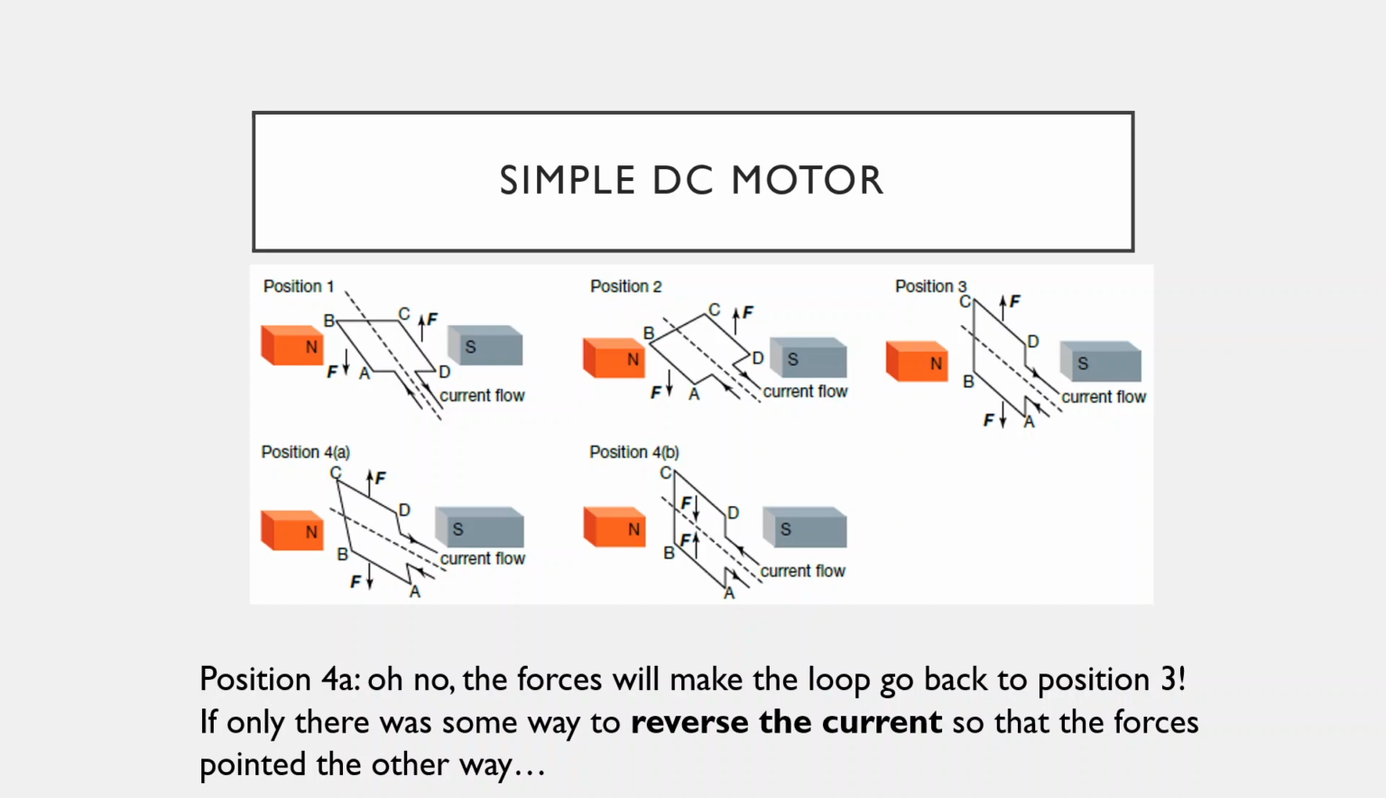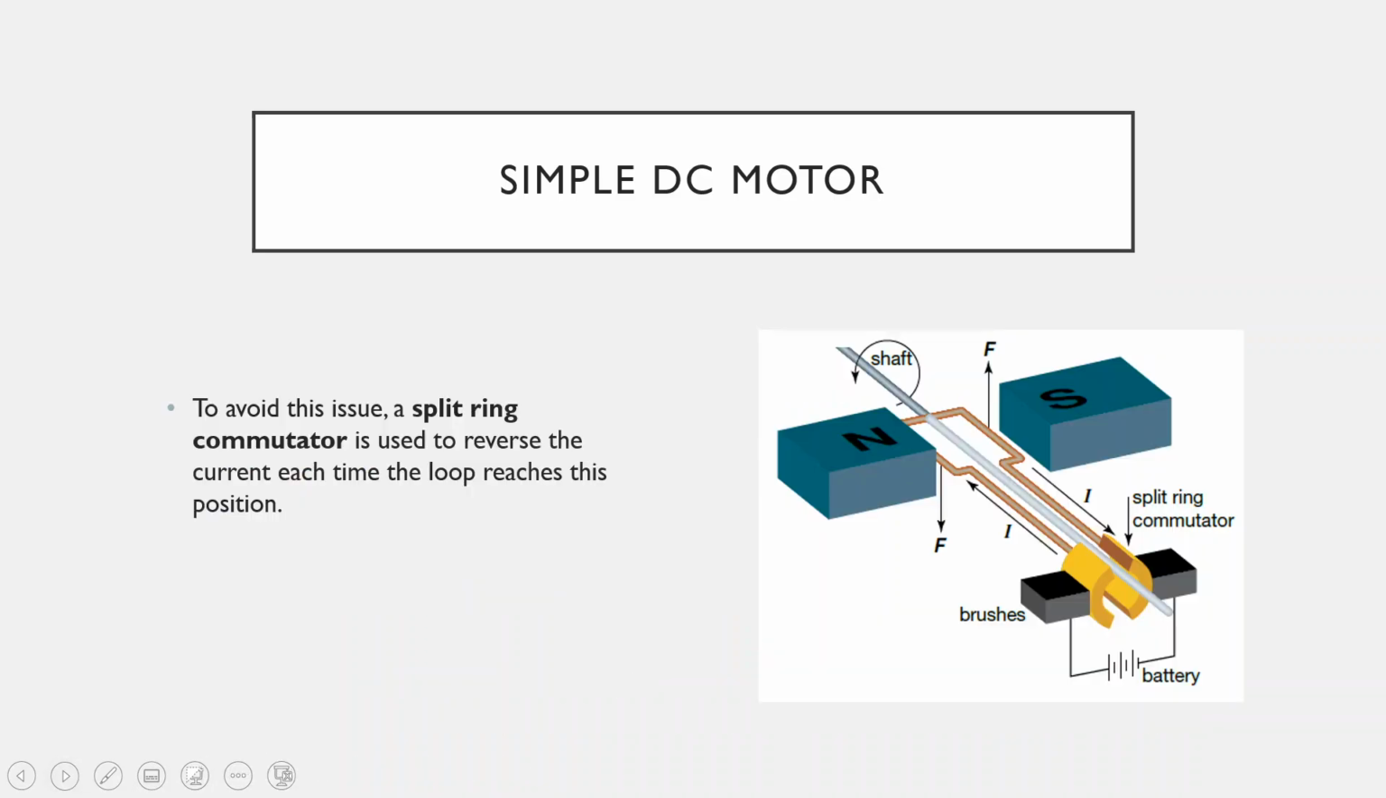There is a way to reverse the current, and the way that we do it is we use this thing called a commutator, or you might hear it called a split ring commutator. Basically what's going on is you've got some sort of battery, some sort of voltage source connected to what we call brushes. Typically they're made out of carbon or some kind of similar material.